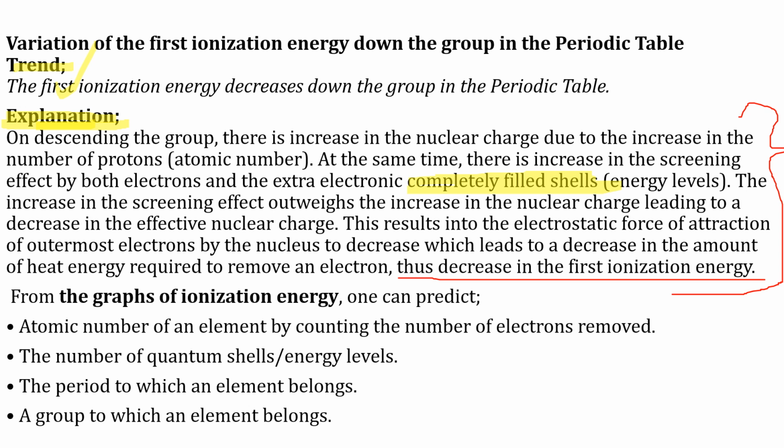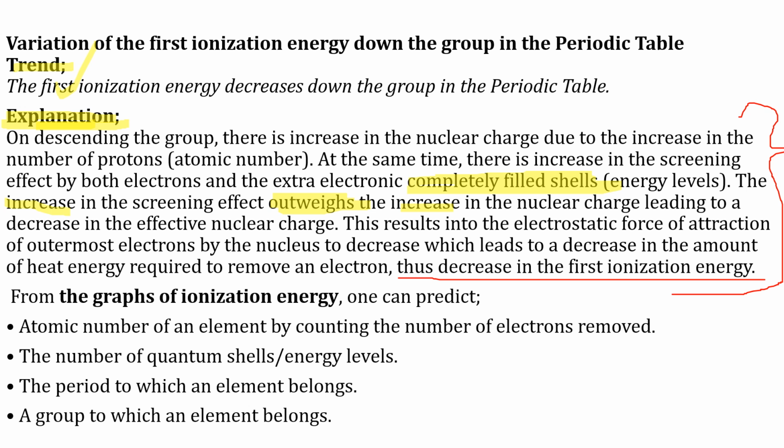And then you say screening effect increases by addition of completely filled energy levels of electrons, and nuclear charge increases as a result of additional protons. So down the group, we shall see that the increase in screening effect will always outweigh the increase in nuclear charge. Don't say that the screening effect outweighs nuclear charge. It's the increase in screening effect that outweighs the increase in nuclear charge. So we need to use this word whenever you're explaining any periodic trend down the group. Outweighs is about the increase; you compare the increases.